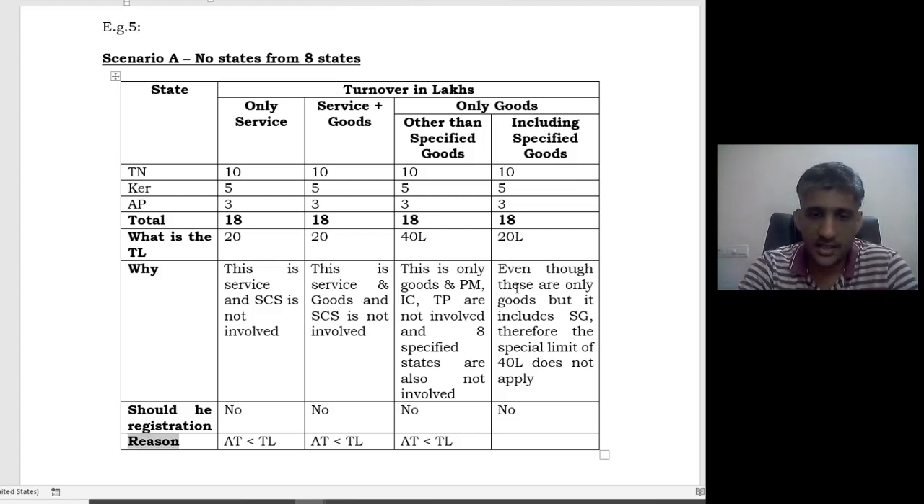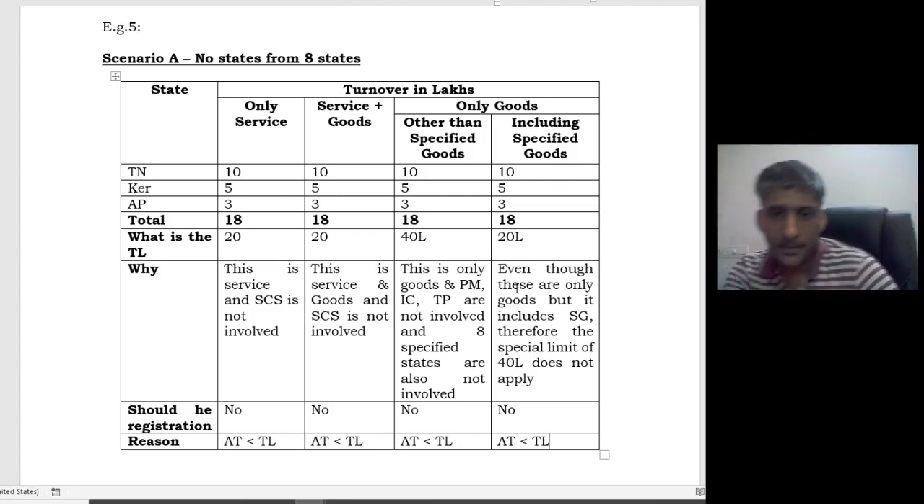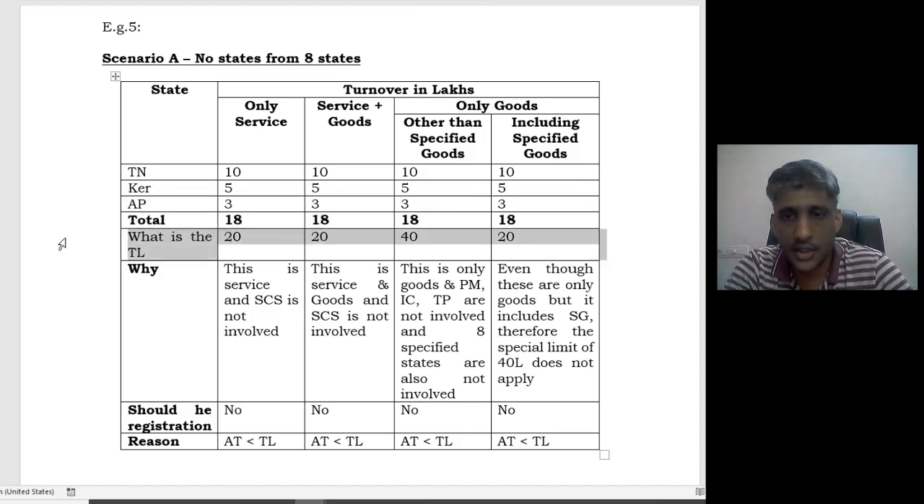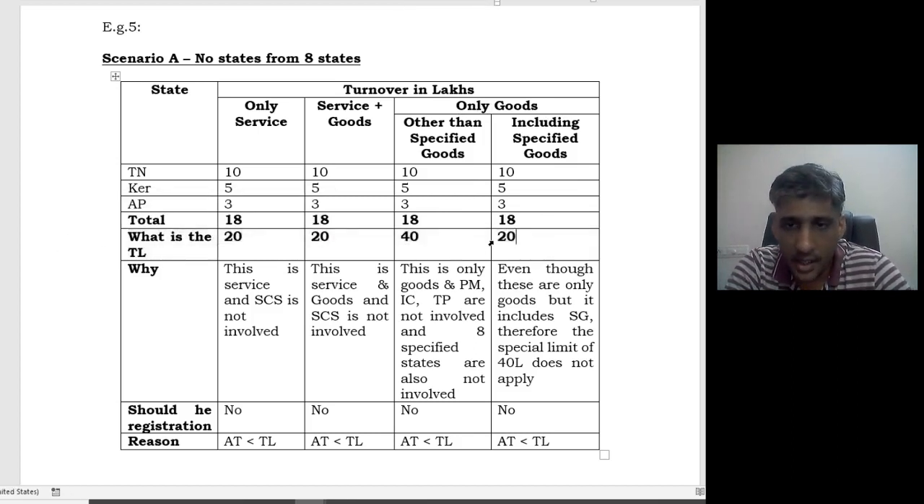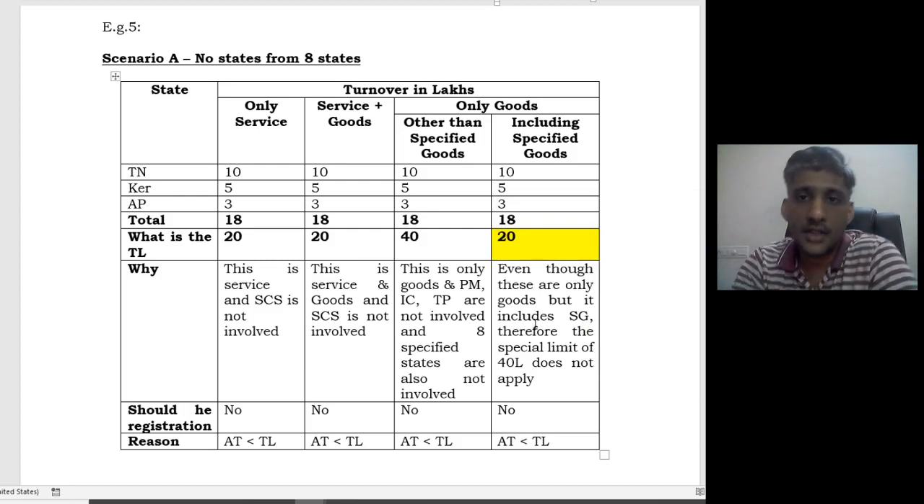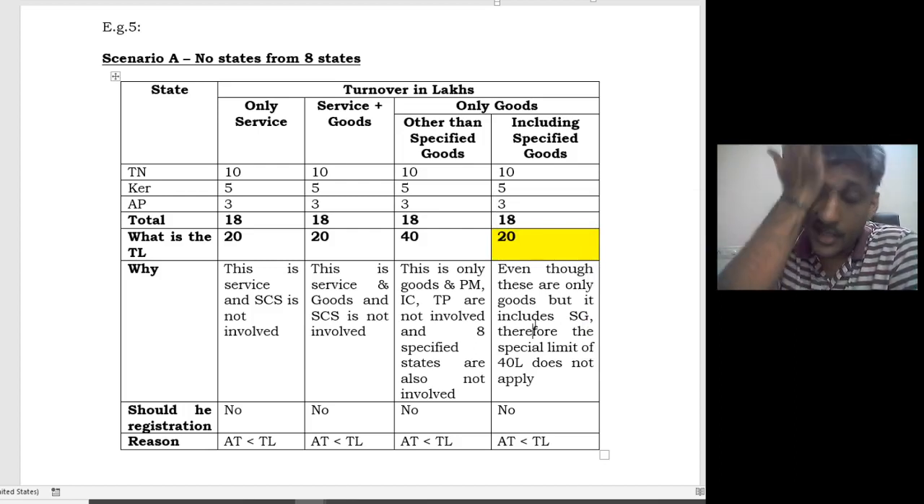Again, still, because the aggregate turnover is less than the threshold limit. But the point is very simple. It is the same for only goods also. Even if it is only goods, the threshold limit is not 40, the threshold limit is 20 here, because the goods handled include specified goods.